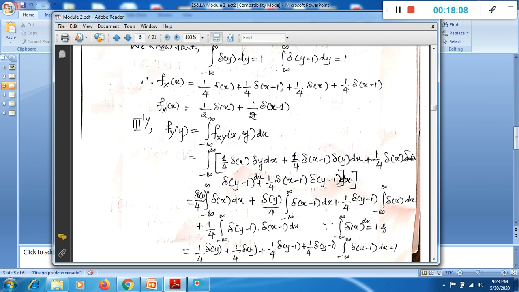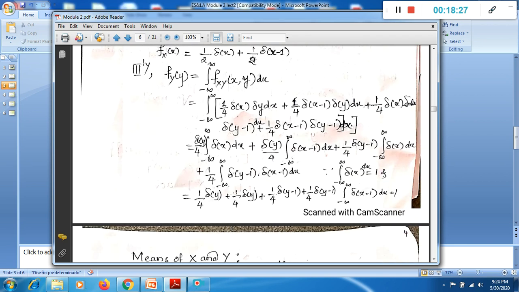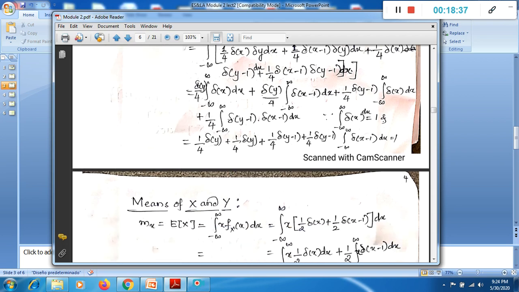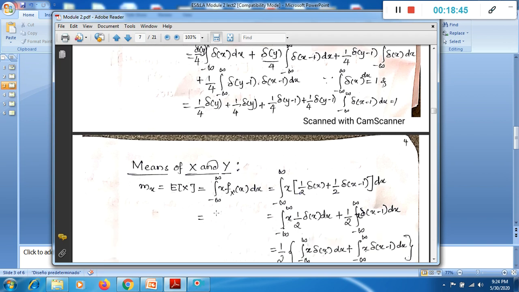Now integration happens with respect to x, and we assume that integration from minus infinity to plus infinity δ(x) dx is equal to 1, and even integration of δ(x−1) dx is equal to 1. By considering that, we get this term, and again here 1/4 and 1/4 δ(y) is there, and two terms with δ(y−1). When we sum them we get 1/2 δ(y) + 1/2 δ(y−1).